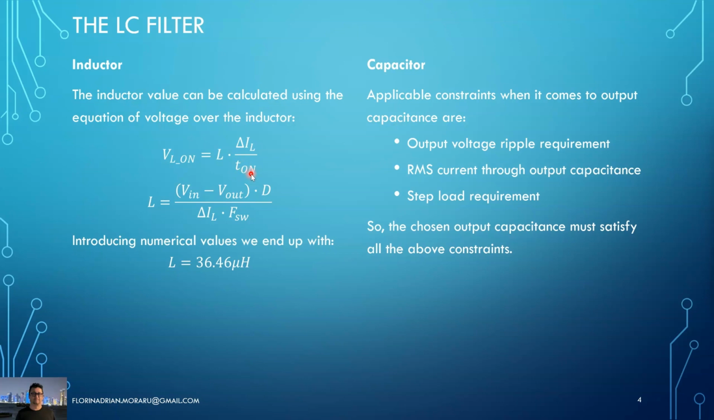And then the on time is simply a duty cycle over switching frequency and the imposed current ripple we want to have. And this is the way how we immediately get the value for the inductance.